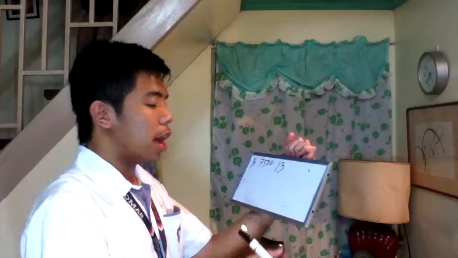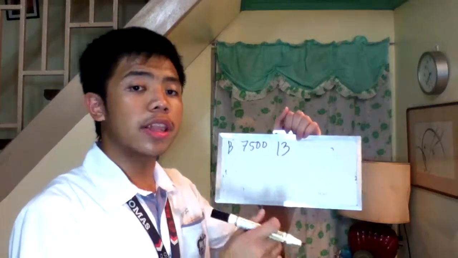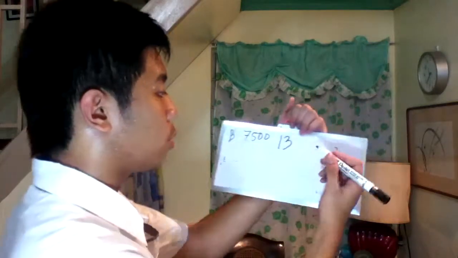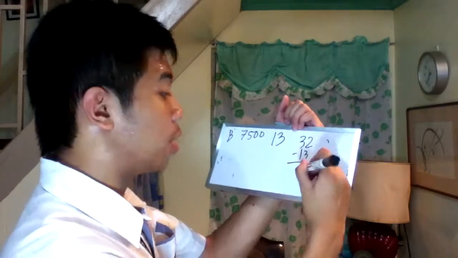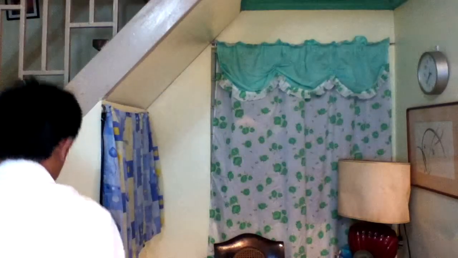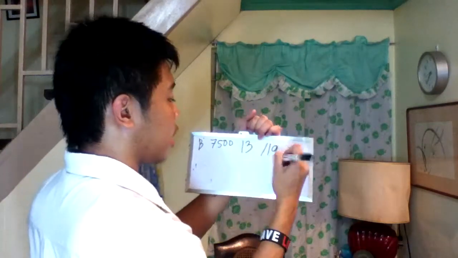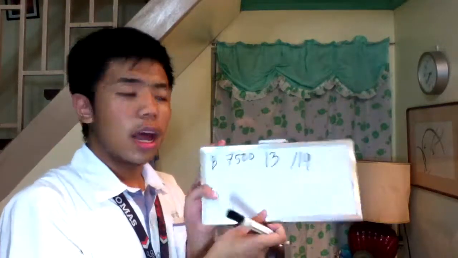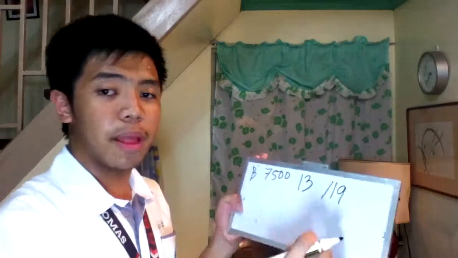Then, the next thing that we need to know is the prefix of subnet B. So it would just be 32 minus 13, which is equal to 19. So the prefix for subnet B is 19. Then, the next information that we need to know is the subnet mask.